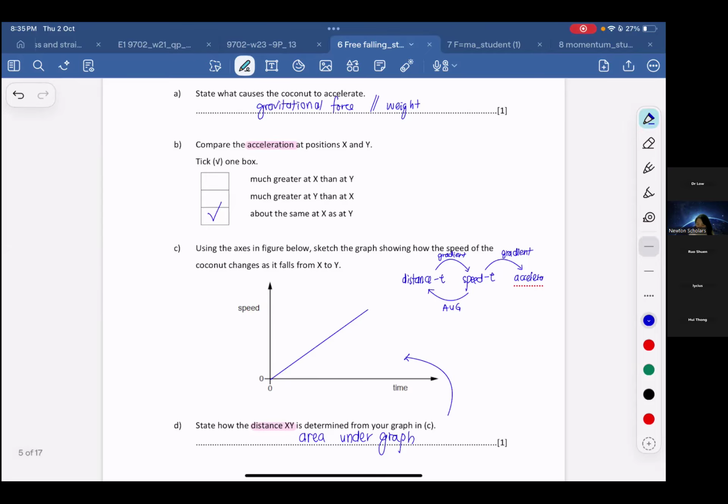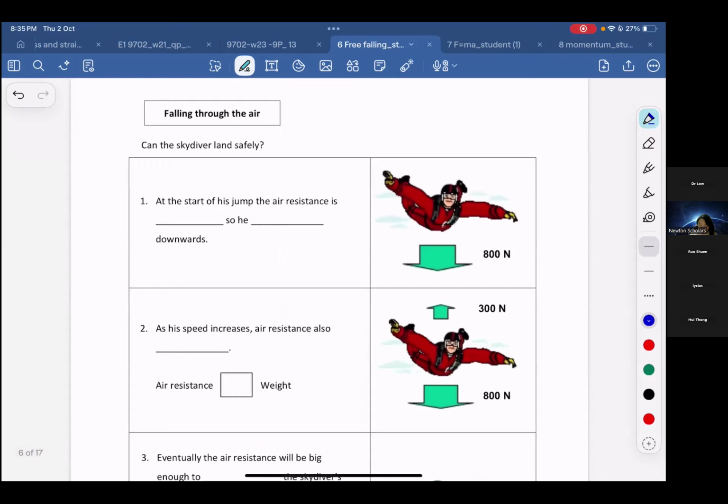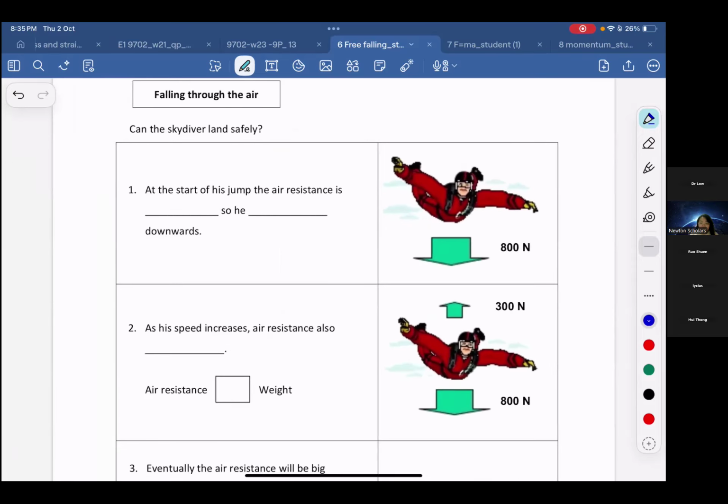Okay, so next, falling through the air. Just now, free fall was no air resistance. Right now it is with air resistance. Okay, we fill in the blank. At the start, when they jump out, the air resistance is actually 0. No air resistance at start. So he accelerates downward at 9.8 meters per second squared.